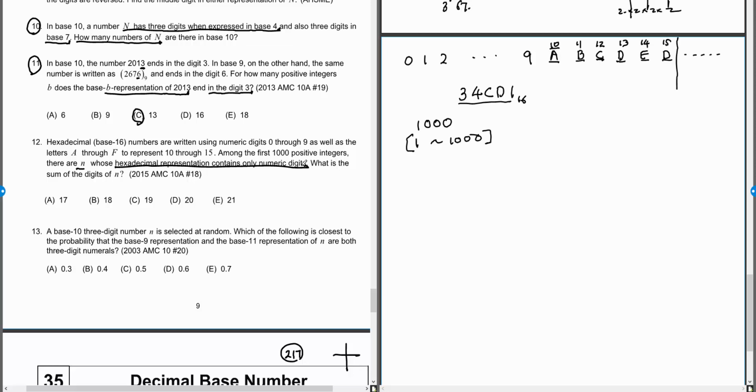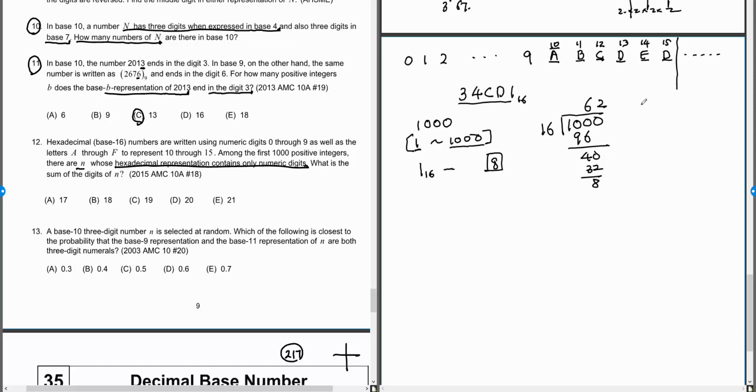So we're going to find the maximum number, which is 1,000, and the minimum number is 1. When you convert to hexadecimal, 1 is the smallest number. So what is the largest number? Can you find it? Take 1,000 and divide it by 16. You're going to find the remainder. 16 times 62 is 992, and the remainder is 8. The first digit will be 8. That's the remainder.